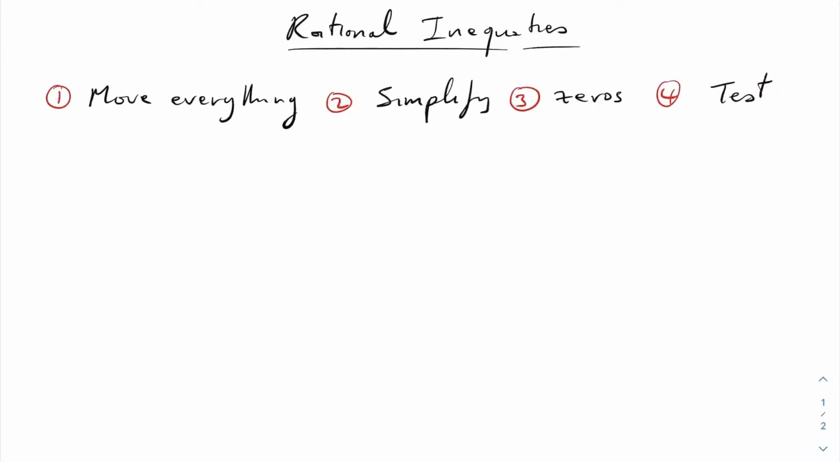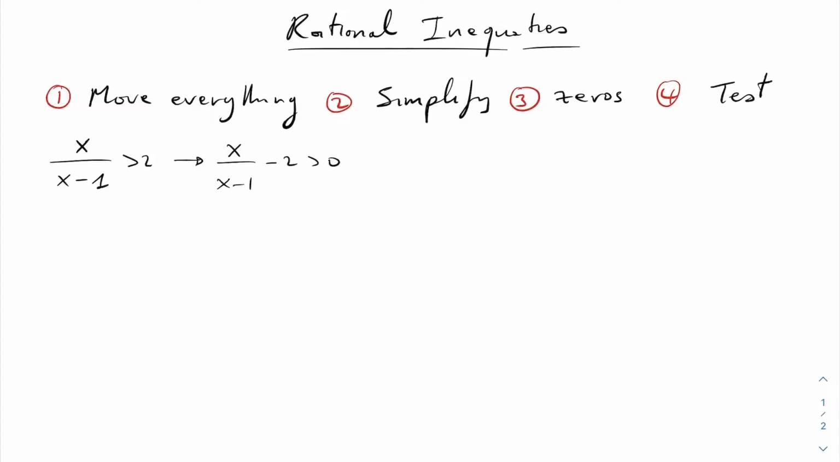All right, so let me give you a third example here. I'm going to have x divided by x minus 1 bigger than 2. And so my first step here should be to move everything on one side. So I'm going to have x divided by x minus 1 minus 2 bigger than 0. And of course, I'm going to have to simplify this.